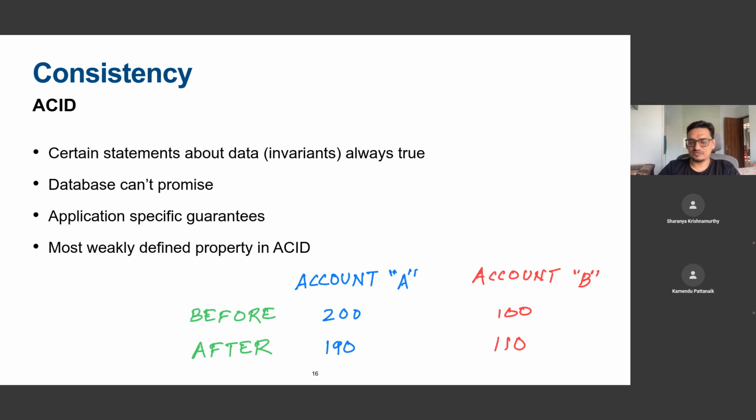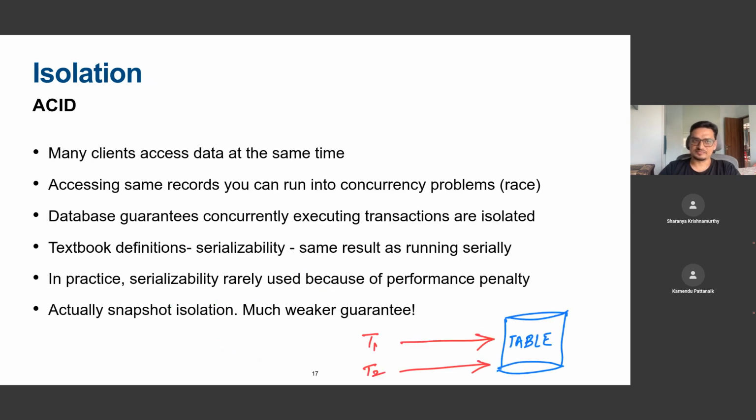But as you would understand from this description itself, it's not a property that the database itself can manage. It needs the application to work with it to manage this consistency. And probably this is the most weakly defined property in ACID that you should pay attention to.